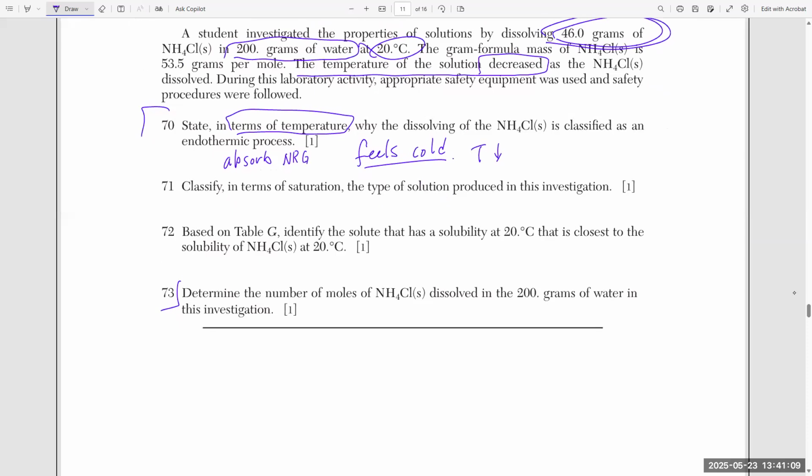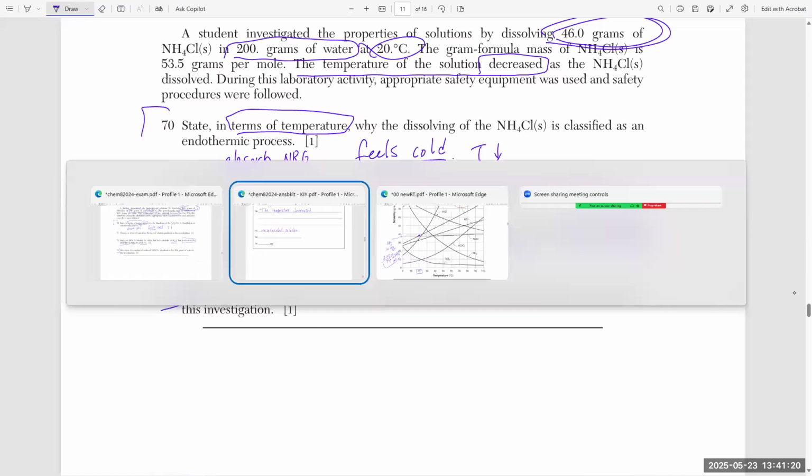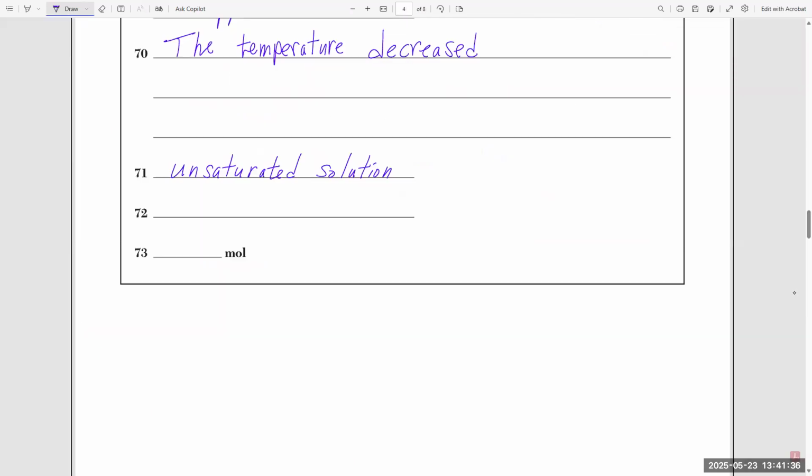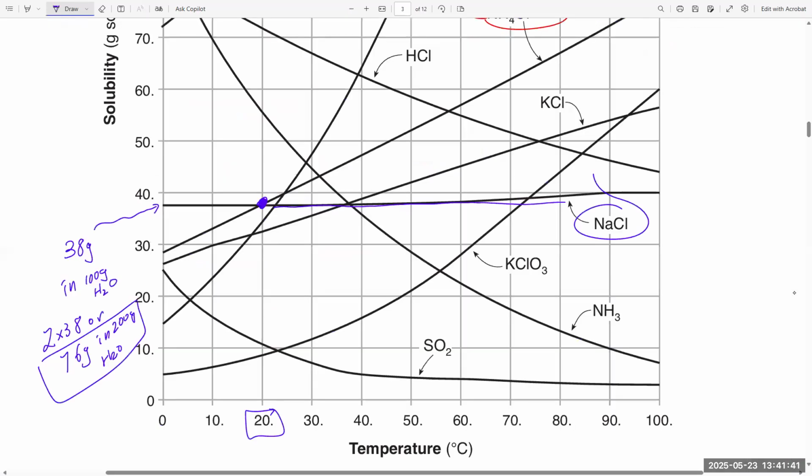Okay. Number 72. Based on table G, identify the solute that has a solubility at 20 degrees Celsius that is closest to the solubility of ammonium chloride at 20 degrees Celsius. Guys, I already figured it out. At 20 degrees Celsius, ammonium chloride is this. Hey, what else? See this line? Who's that? That's sodium chloride. They're both at the same exact line point, right? So therefore, the answer is sodium chloride, right? All right, let's keep going.